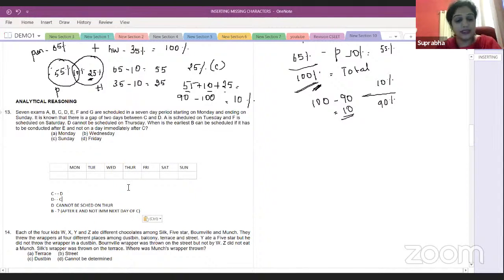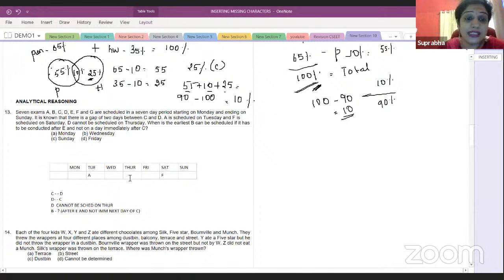A is scheduled on Tuesday. So Tuesday goes for A. And F is scheduled on Saturday. So F goes for Saturday. Now on Tuesday and Saturday, no other exam can come because A and F have already taken their place.